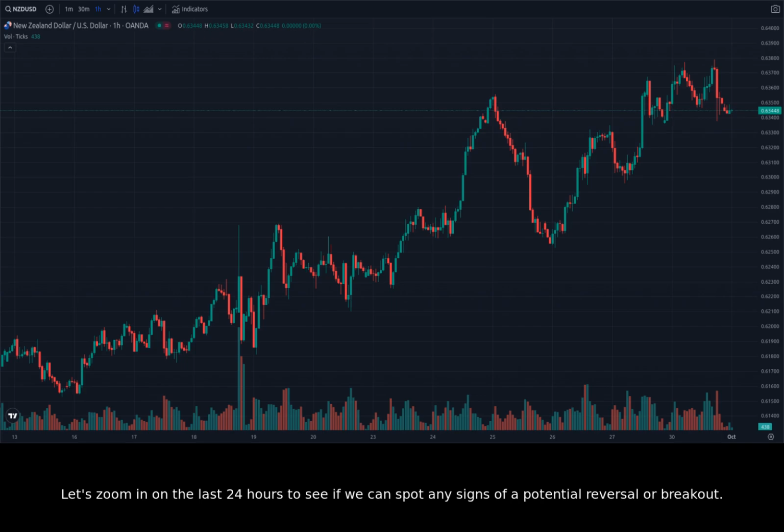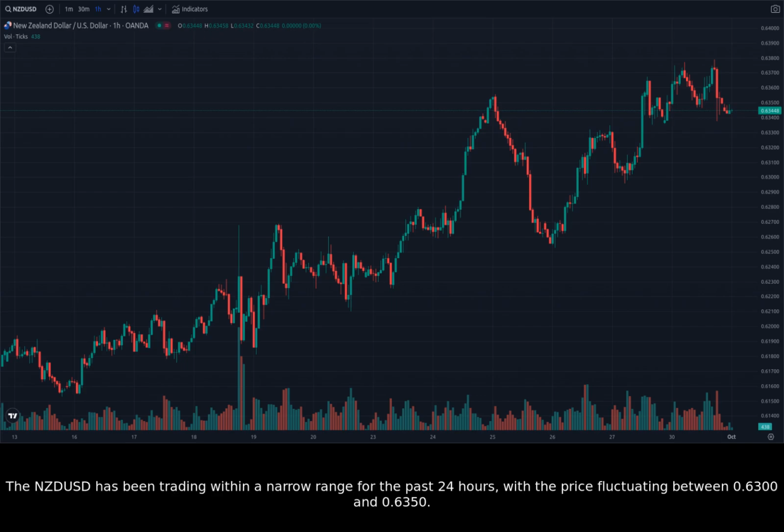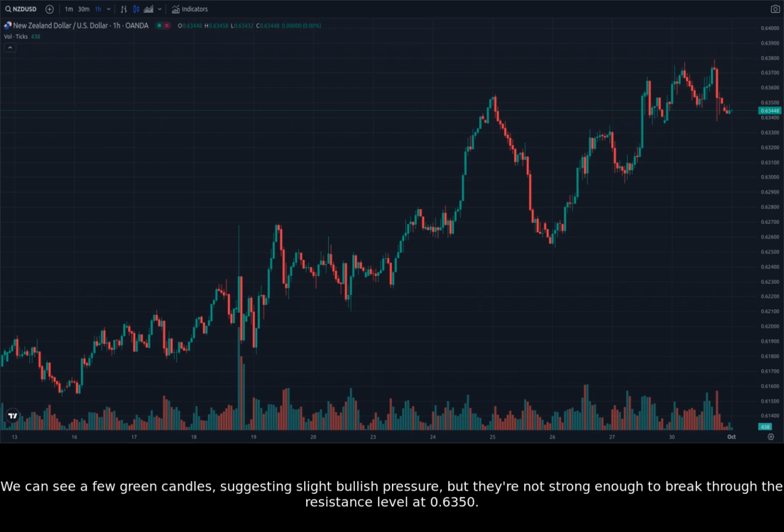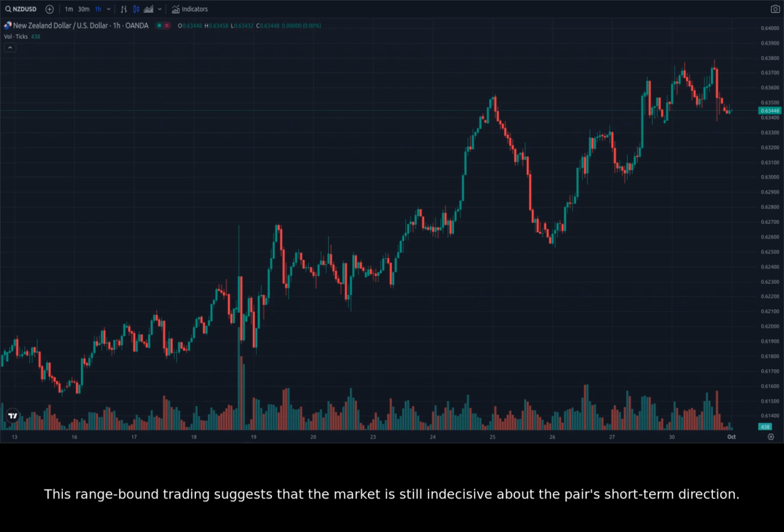Let's zoom in on the last 24 hours to see if we can spot any signs of a potential reversal or breakout. The NZDUSD has been trading within a narrow range for the past 24 hours, with the price fluctuating between 0.6300 and 0.6350. We can see a few green candles, suggesting slight bullish pressure, but they're not strong enough to break through the resistance level at 0.6350. This range-bound trading suggests that the market is still indecisive about the pair's short-term direction.